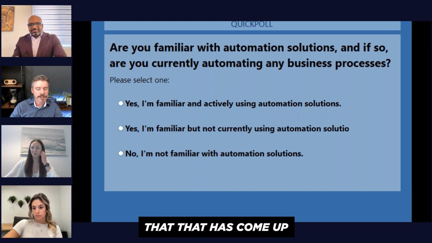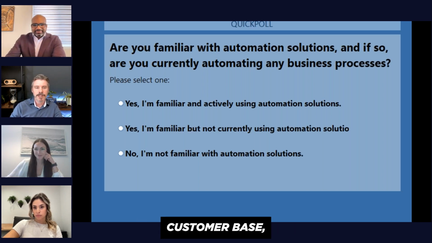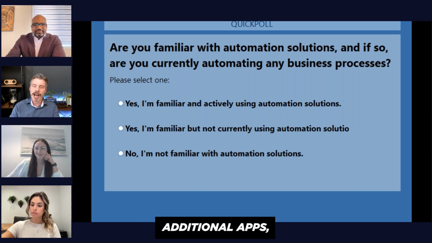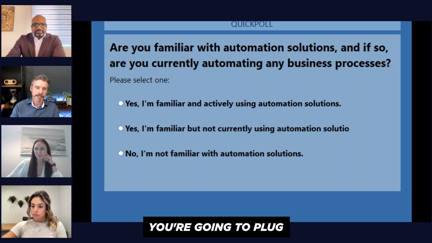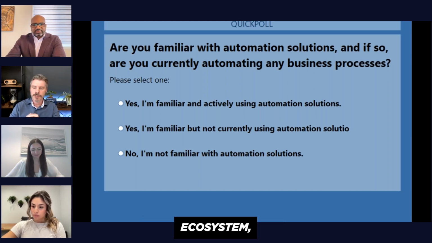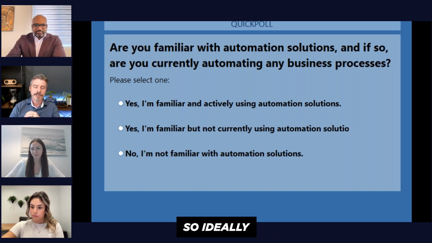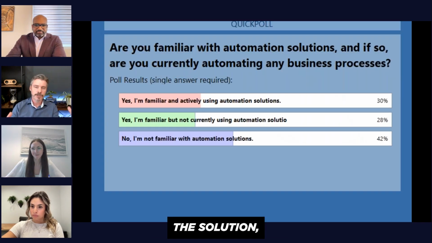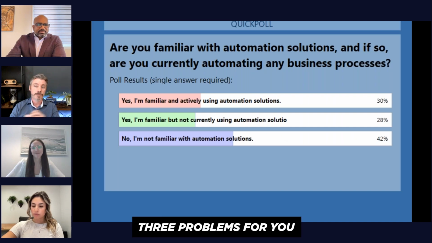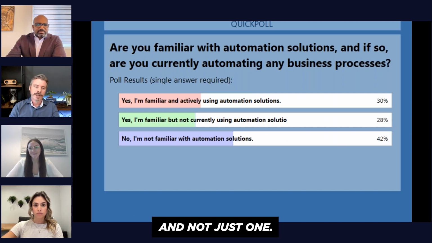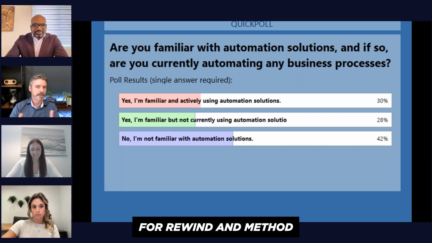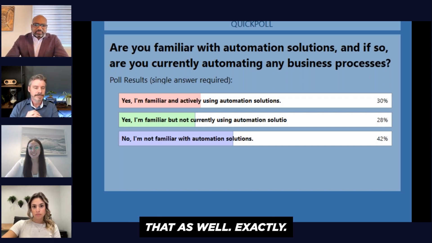I'll throw out something else that has come up with a lot of our customer base, which is, as you start to look at these additional apps that you're going to plug into the QuickBooks ecosystem, it can be very beneficial to look at apps that have other purposes. So, for example, Rewind backs up multitudes of SaaS applications. So ideally, when you're finding a solution, you're finding a solution that can solve 3 problems for you and not just one. So I've definitely heard that that seems to be the case for Rewind, and Method may experience that as well. Exactly. That's what I was going to say.